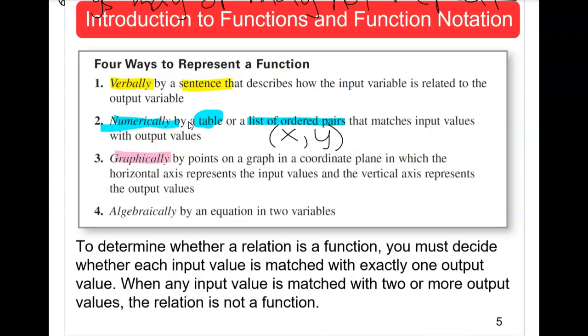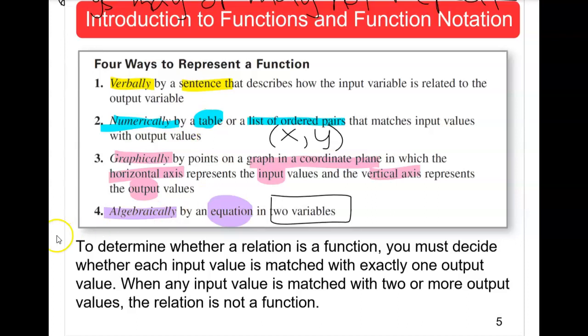Then we do have graphically, and of course, just like the word says, it will be a graph in the coordinate plane in which the horizontal axis represents the input, and the vertical axis represents the output. And then, of course, we have algebraically, which will be by an equation in two variables, because a relation has to be between two variables or more, and a function is a relation, so it will be in two variables. Most of the time x and y, but recall that we have been using other letters, such as t or r.